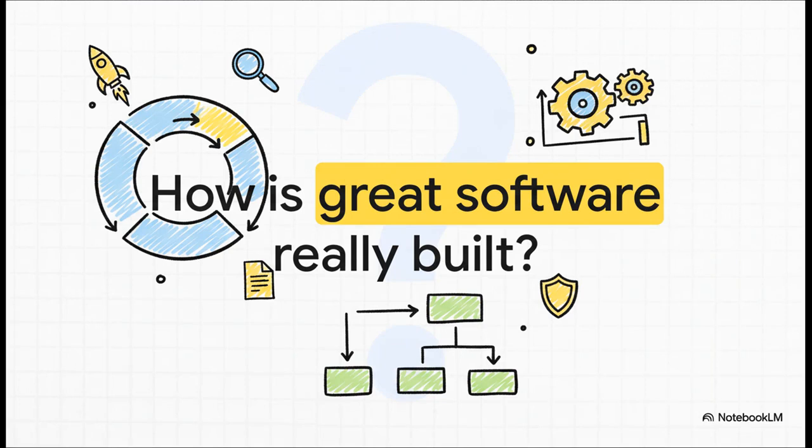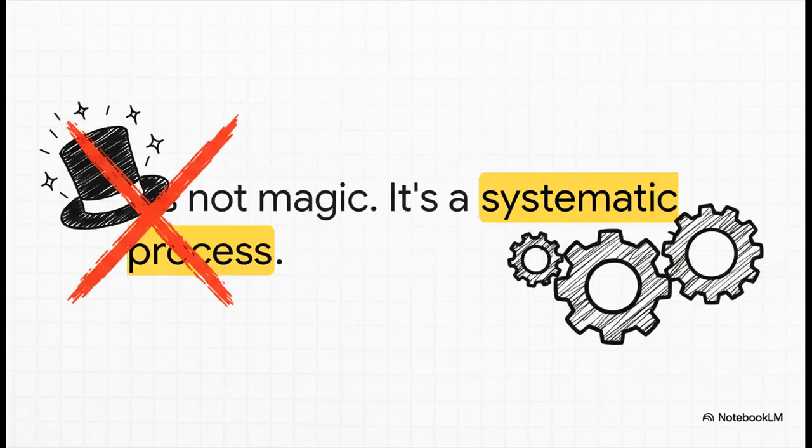How does a little spark of an idea transform into a complex, reliable piece of software? Is it just a flash of genius? A bunch of coders working frantically through the night, fueled by pizza and caffeine? Well, the short answer is nope. It's definitely not magic. And it's not just about frantic coding either. The best software isn't built on luck. It's built on a plan, a structured, deliberate, and really powerful process.